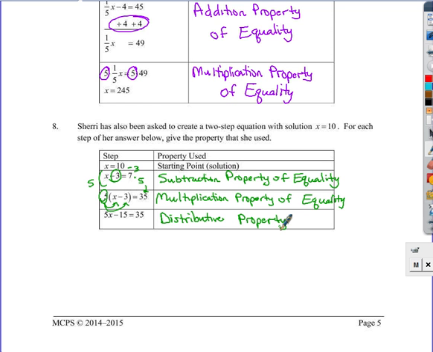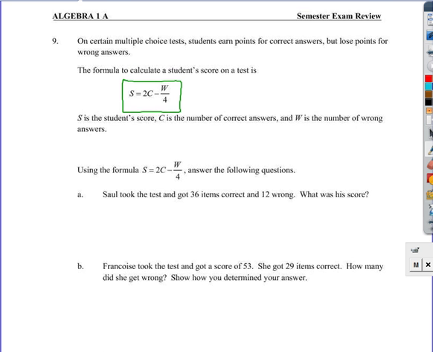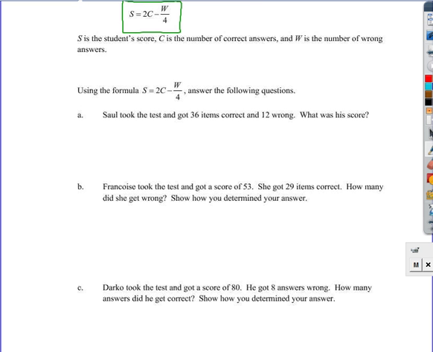Next page. Number 9. On certain multiple choice tests, students earn points for correct answers but lose points for wrong answers. The formula to calculate student score on a test is S equals (2C minus W) divided by 4, where S is the student score, C is the number of correct answers, and W is the number of wrong answers. Use this formula, S equals (2C minus W) over 4, and answer the following questions.